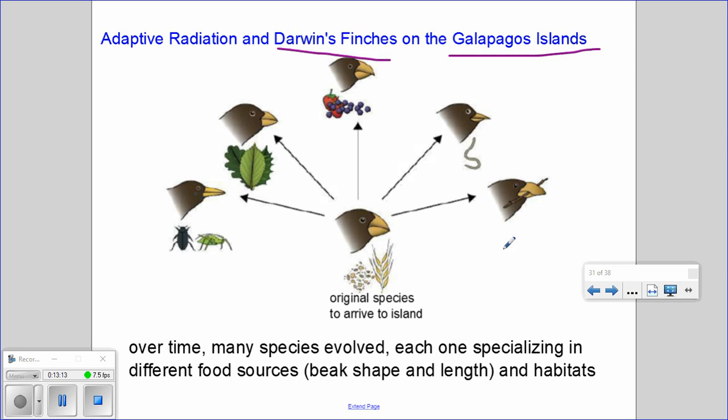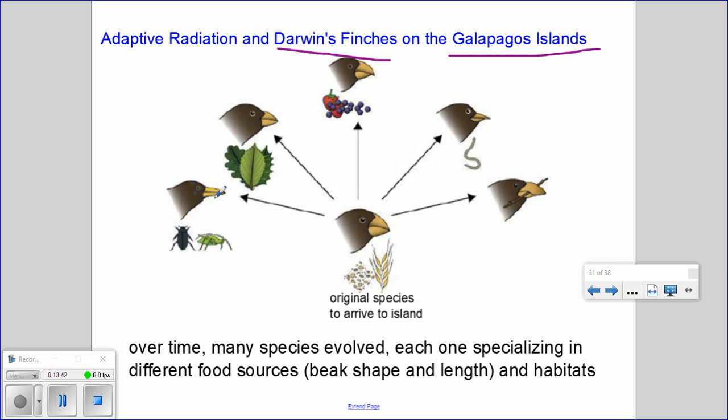In the Galapagos Islands, it's thought that there was an original species that arrived on the island, and over time, many species evolved from this original species, each one specializing in different food sources, so beak shape and length, and to be able to exploit different habitats. And as they exploited these different food sources, they eventually evolved into their own species.